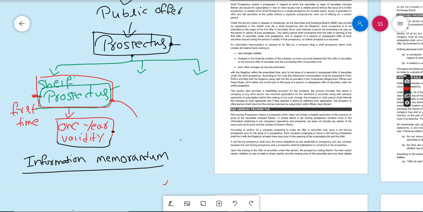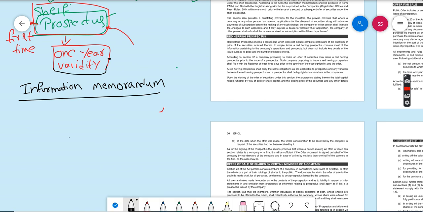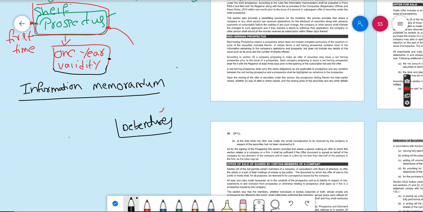Let's say the company issued debentures, right? You know, there is something called secured debentures. That means they will create a charge on the assets. Let's say there is a company ABC Limited and it has a land.